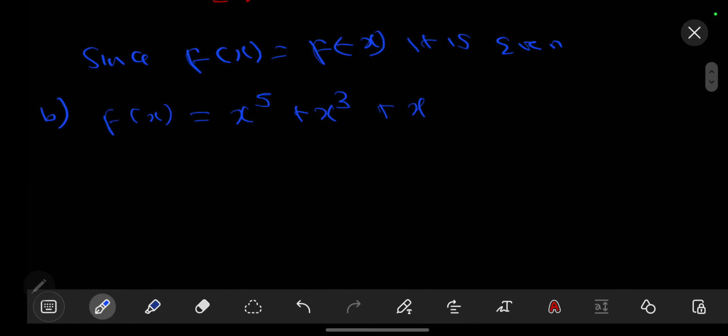So this one, just from the onset, we are able to determine to say this is odd because 5 is an odd number, 3 is an odd number, and 1 is an odd number. So let's answer it.